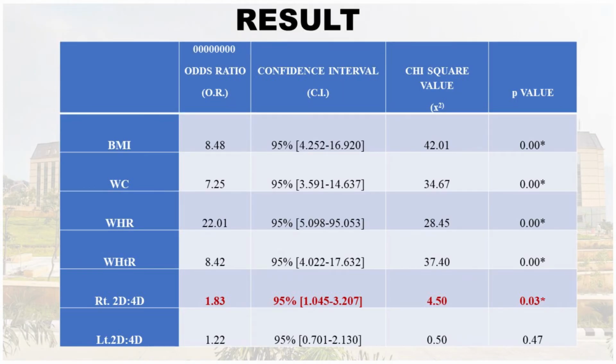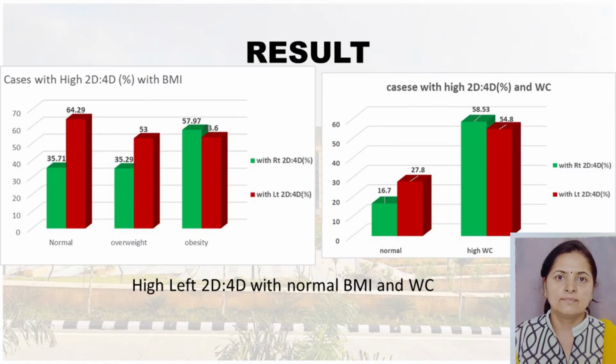As per odds ratio, the risk of developing coronary artery disease was 1.83 times more with the high right 2D/4D ratio as compared to the other anthropometric parameters where this odds ratio was much lower. Then prevalence of high digit ratio on the left side was seen. It was more prevalent in the patients in absence of lifestyle-related risk factors, like in normal cases of BMI and normal cases of waist circumference.